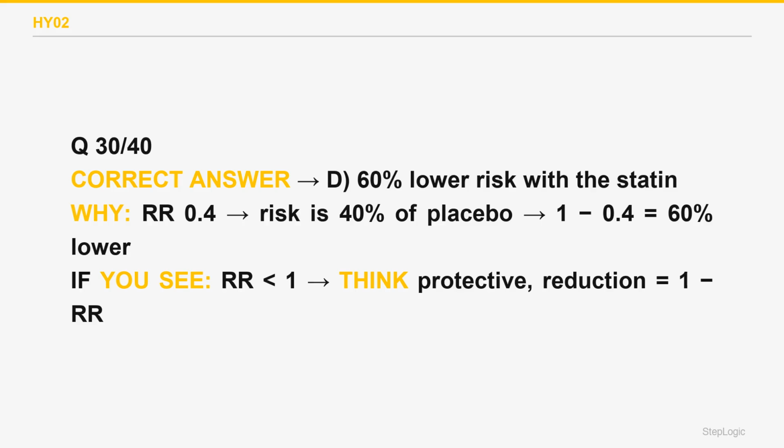An RR of 0.4 means lower risk, not higher. Reading it as a 40% increase reverses the direction. Choice A wrong. The 0.4 is a ratio of risks, not the share of patients who had events, so it does not mean 40% had events. Choice B wrong. An RR of 0.4 is a 60% lower risk with a statin.